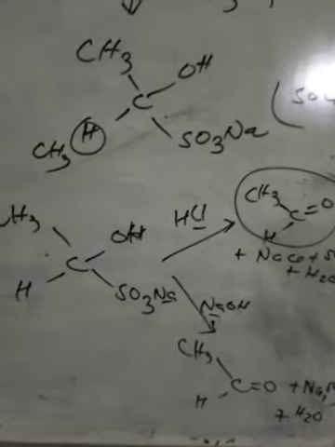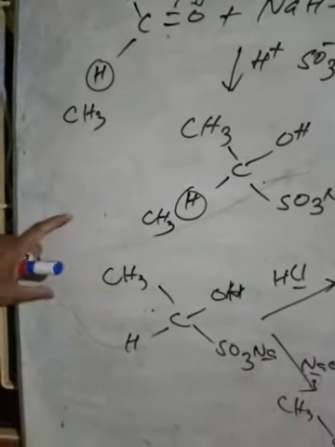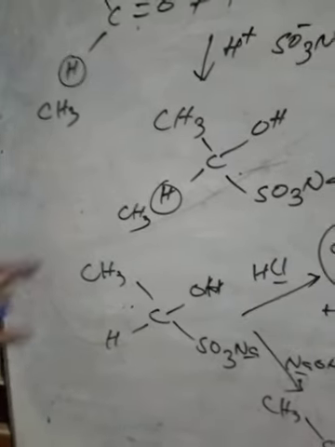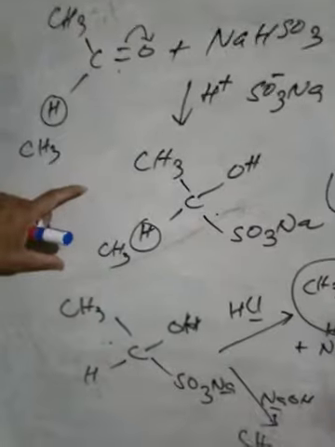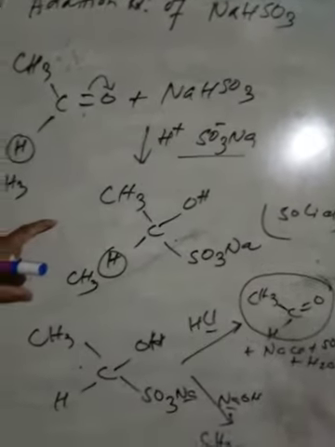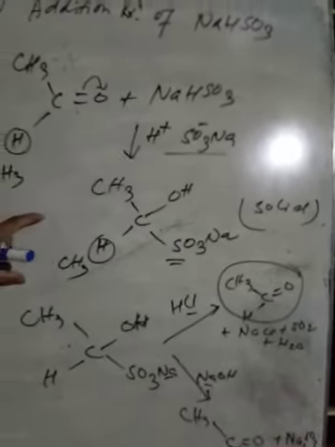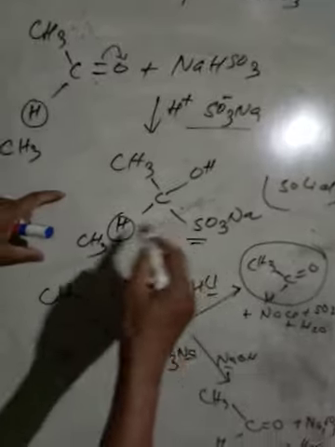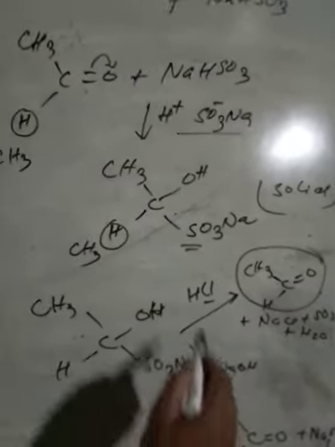So by these reactions, aldehydes and ketones can be purified or can be differentiated from other non-carbonyl compounds. These are carbonyl compounds. So by adding sodium bisulfite, you will get a crystalline bisulfite addition product, and then you will get back the aldehydes and ketones by adding either acid or alkali.